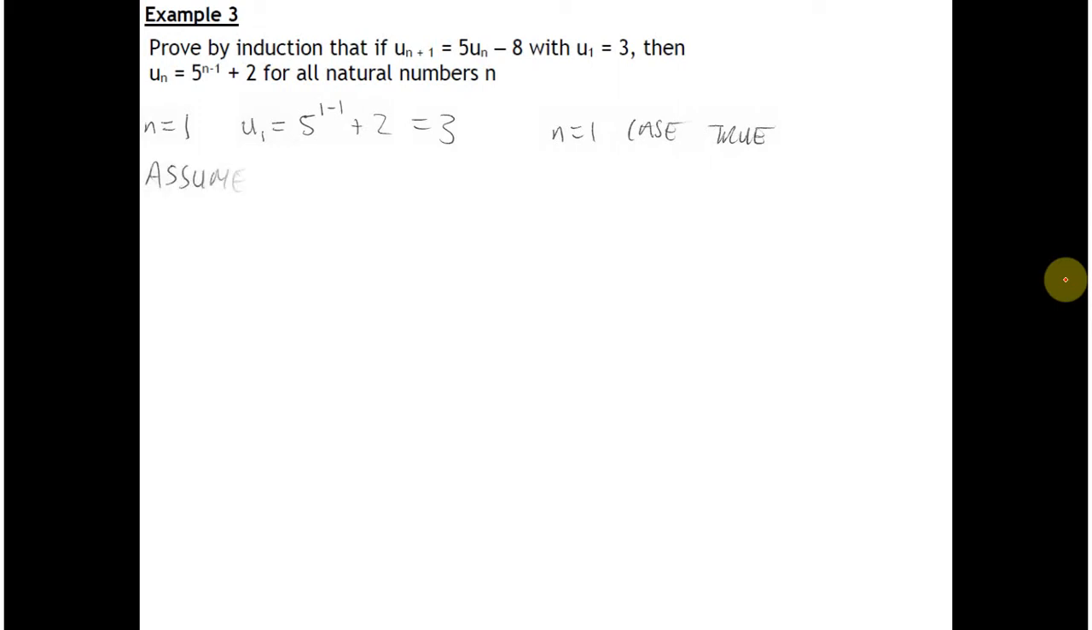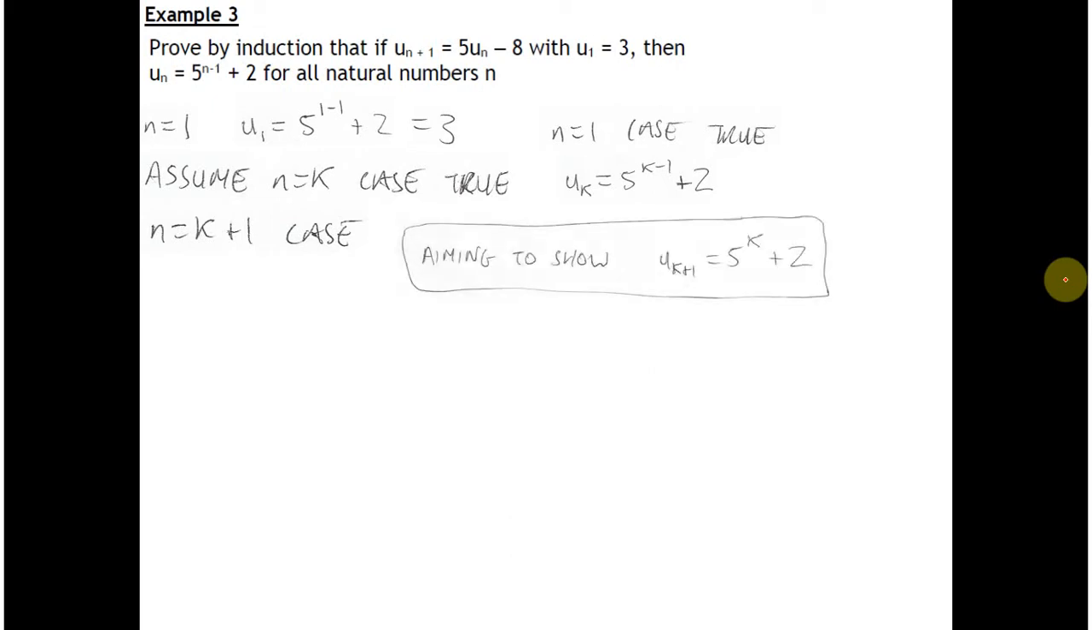Then we assume the n = k case is true. In this case, that would mean that u_k = 5^(k-1) + 2. Then we look at the n = k + 1 case, i.e. we're aiming to show that u_{k+1} = 5^k + 2. Now using the recurrence relation, u_{n+1} = 5u_n - 8, so u_{k+1} = 5u_k - 8.